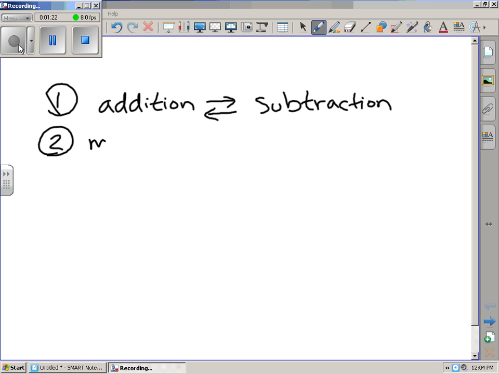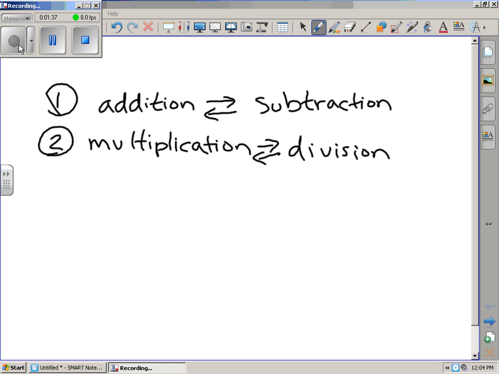Now let's think about multiplication. The inverse operation of multiplication is division. And the inverse operation of division is multiplication. So we have the operation multiplication, and its inverse is division. We have the operation division, and its inverse is multiplication.